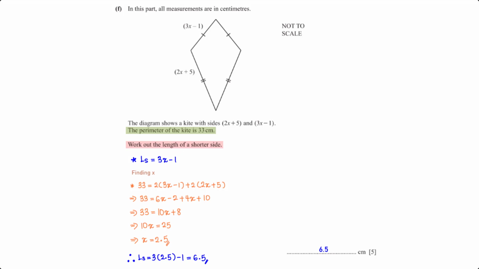The perimeter of the kite has been given as 33 centimeters, which is equal to 2 times 3x minus 1 plus 2 times 2x plus 5. When we expand the brackets, 2 times 3x is 6x, 2 times negative 1 is negative 2, 2 times 2x is 4x, 2 times 5 is 10. When we group like terms, we get 10x equals 25. And when we divide both sides by 10, we get x equals 2.5. So now the length of the shorter side is 3 times 2.5 minus 1, which is equal to 6.5 centimeters.